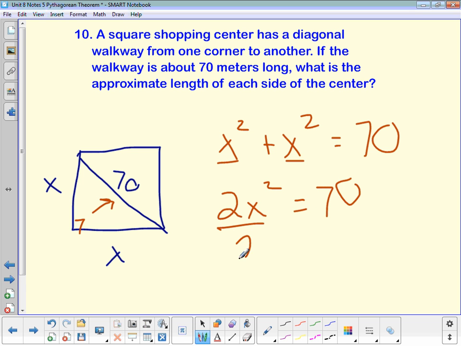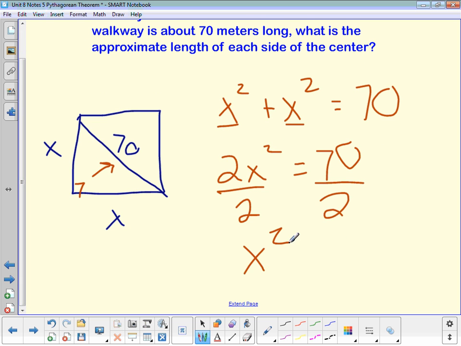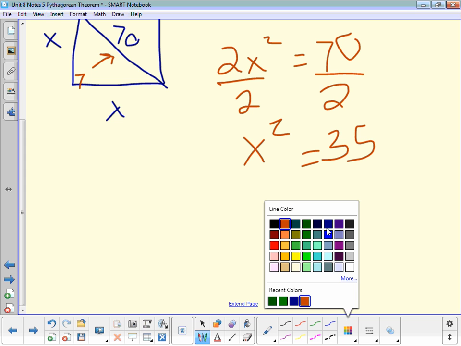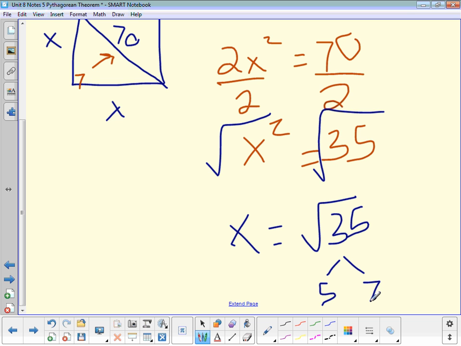Now I'm going to divide both sides by 2. When I do that, I get that x squared is equal to 35. Now I need to simplify that. To do that, I'm going to take the square root of both sides, and I get that x is equal to the square root of 35. The last thing I want to do is check to see if I can simplify 35, and all I can do is 5 and 7.